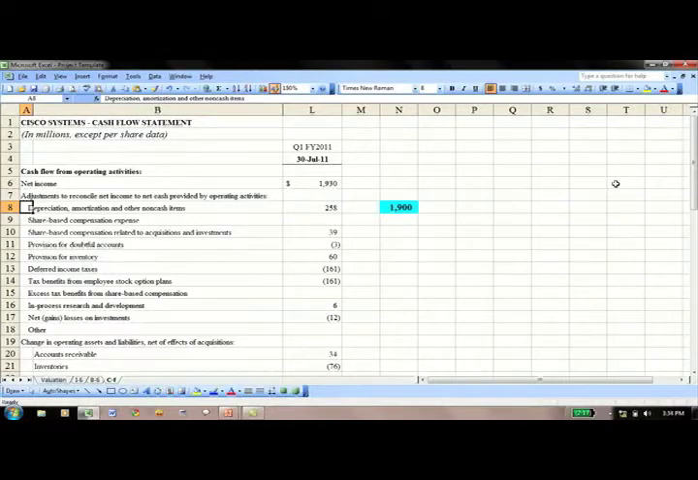It's a non-cash expense. And what I will do here is skip over line items that do not have data in column L. So the next one which has data is share-based compensation related to acquisitions and investments. So let's just say that there was a compensation expense that was incurred and recorded when you were doing your income statement.